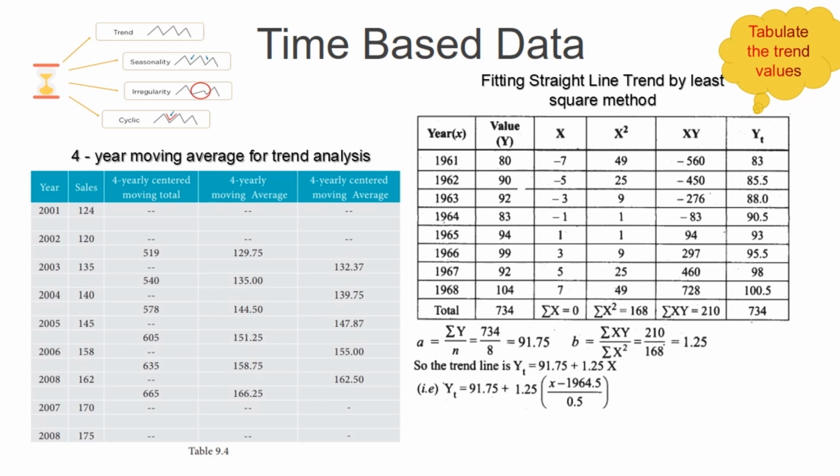And fitting a straight line trend. Here, if they are asking to tabulate the trend values only, you have to make the last column of the table, the YT column. Otherwise, if they are asking only for a particular X value, a particular year, then you only have to find that. Remember the A and B formulas, how to find them. Don't make mistakes in this. You can easily gain marks in these topics.